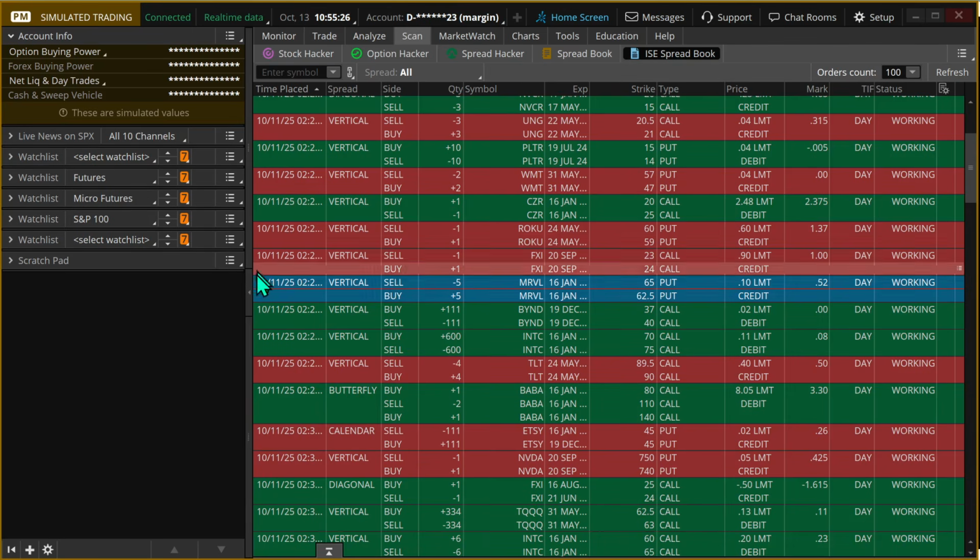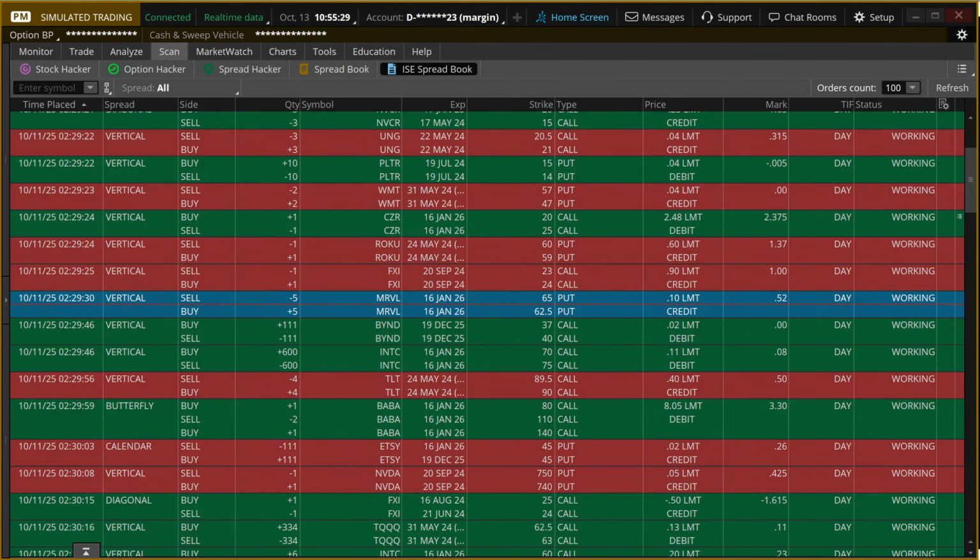So on thinkorswim, let me just orient you to where I am. I'm on the scan tab up at the top. We have the Spread Book and we have the ISE Spread Book. They're both essentially doing kind of the same thing. They're showing you working orders out there that are in the market. Now, they're anonymous. We don't know whose orders those are, but they are showing working orders on the market. This ISE Spread Book comes directly from the NASDAQ, giving those orders there. The Spread Book, the one that's just Spread Book, not ISE Spread Book, are orders on thinkorswim that are currently working.